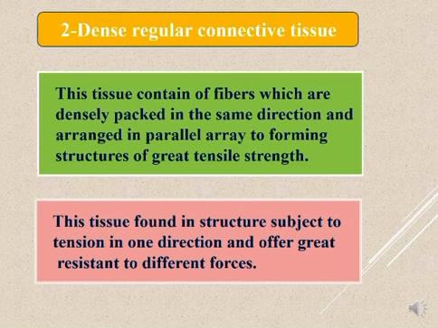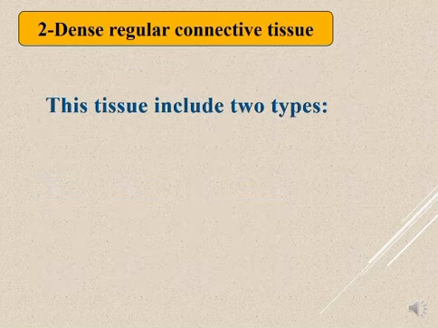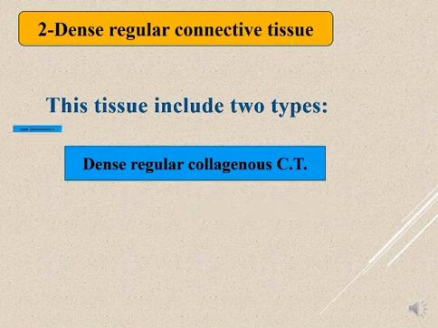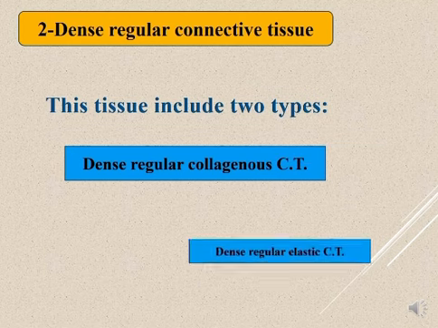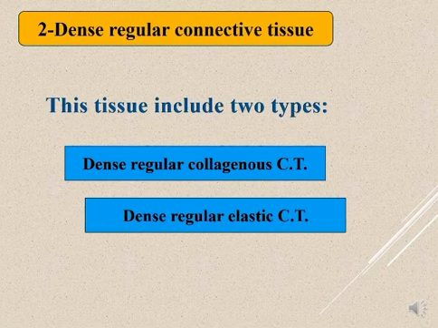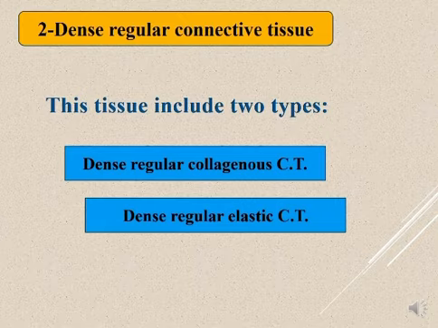This tissue is found in structures that are subject to tension in one direction and offer great resistance to different forces. طبعا هذا يعطي قوة ومرونة جدا عالية، لكن تكون من اتجاه واحد. Dense regular connective tissue includes two types. These are dense regular collagenous connective tissue and dense regular elastic connective tissue اعتمادا على predominant fibers that found in this tissue. يا إما يكون معظمه collagen fibers or elastic fibers.